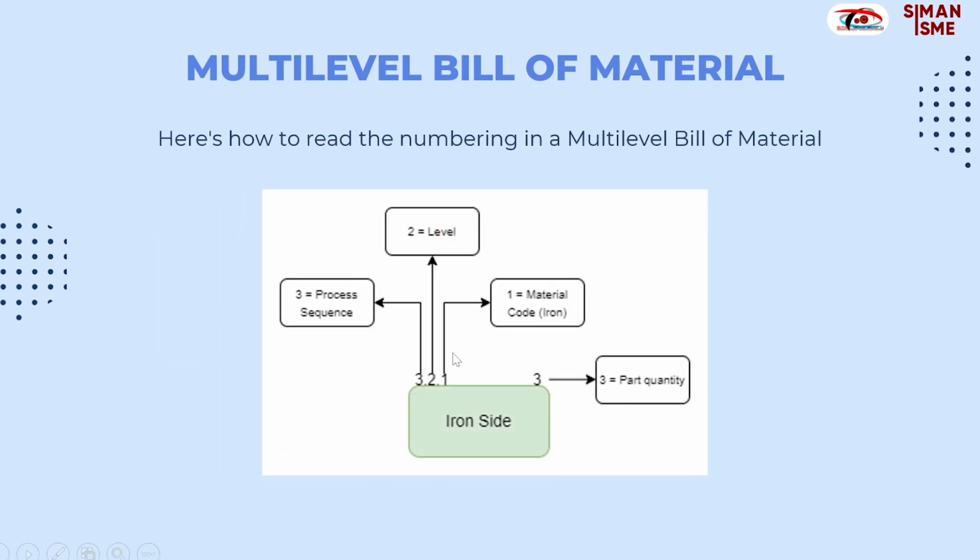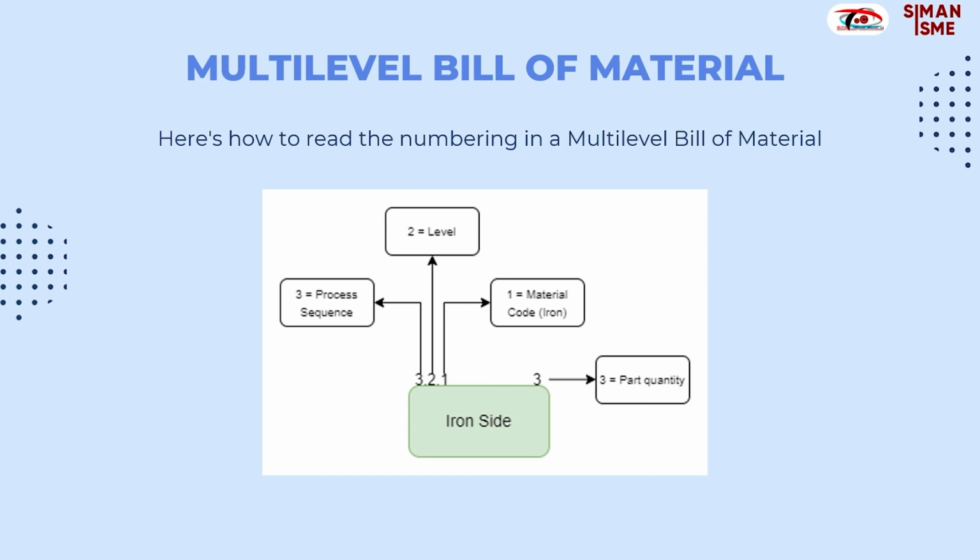For example, part of the explanation involves a component named iron sight, marked 321. The 3 is for process sequence, number 2 is for level, number 1 for material code, which is iron here, and then 3 here for part quantity. For example, if the material code is 1, it represents iron. If it's 2, it represents wood. Therefore, in this case, 1 signifies that the material is iron. The quantity of iron sight is 3.